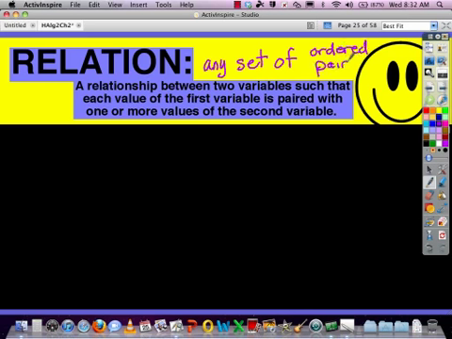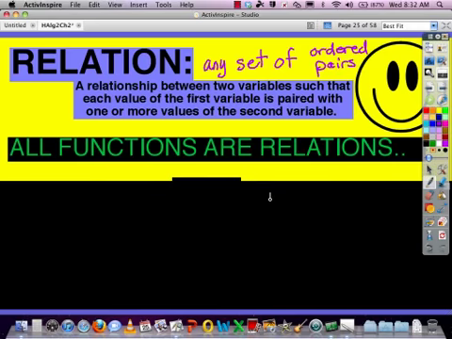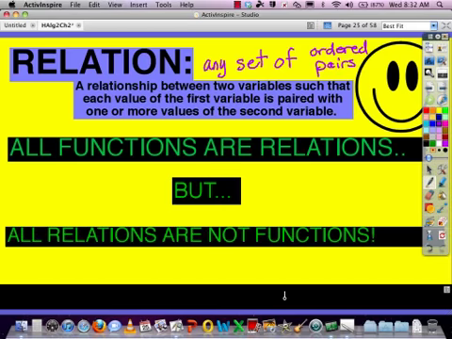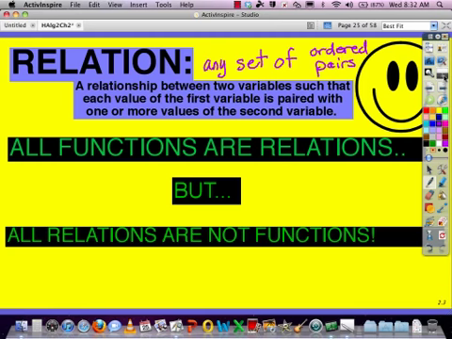So if you have a set of ordered pairs, it's considered a relation. So then look at these two statements. All functions are relations, but all relations are not functions. All functions are relations. All the function work we did, we were getting ordered pairs. So all those function statements will give us ordered pairs.